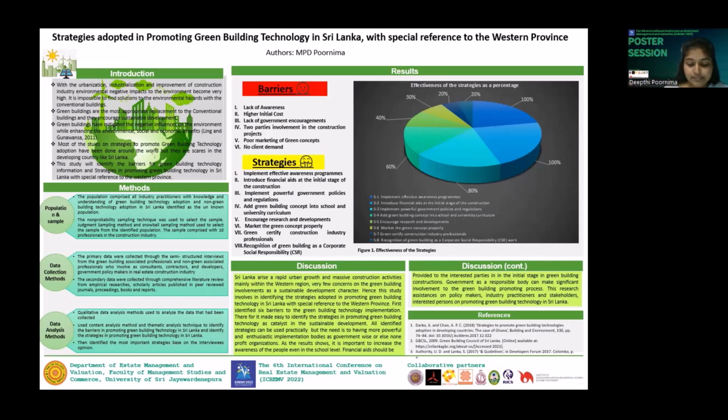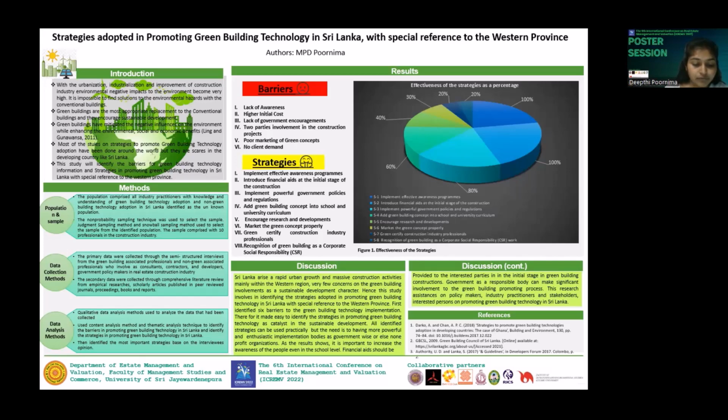As the general objective, to examine strategies adopted in promoting green building technology in Sri Lanka, and to identify the barriers and the evaluation of the identified strategies as the specific objectives of this research. Moving to the methods, we mainly used the qualitative approach, and semi-structured interviews were done with green associated professionals and non-green associated professionals in the construction industry within the Western Province, Sri Lanka. This is the primary source, and for the secondary source, we referred to the literature. Using the content analysis method and the thematic analysis technique, we analyzed the collected data.